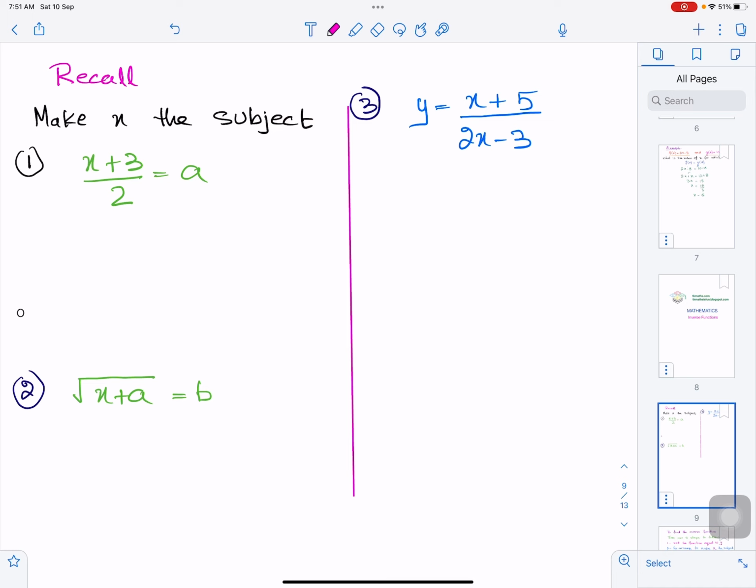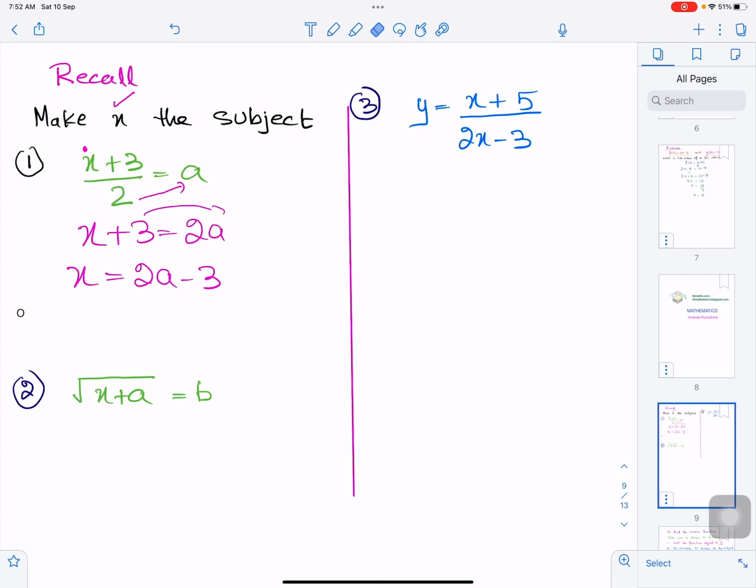(x + 3) divided by 2 equals a. You have to make x the subject. Whenever you have to make something the subject, you try to separate it from the other numbers. Right now it is adding 3 and then dividing by 2. So first of all, I will do cross multiplication, and you know the reason: we multiply both sides by 2. But in short, we say it will become 2a. And then 3 will go to the other side. It will become x equals 2a minus 3. So this is your x as the subject.